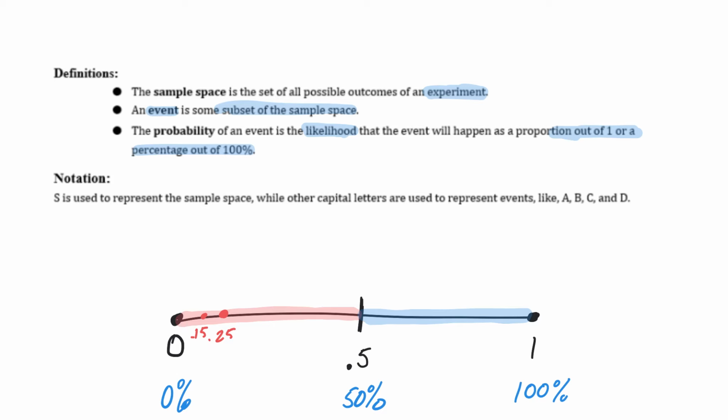Now, I want you to pay attention to these words. If we have a value of 0, it is an impossibility. That means it cannot happen. And if it's a 1, it is a certainty. It is going to happen. There is no other outcome that can happen. It is a 100% chance. So we're looking at that.